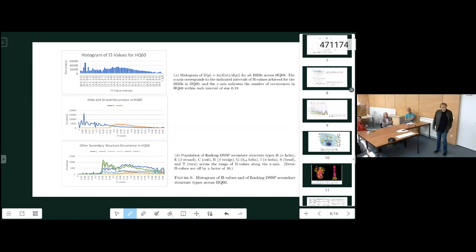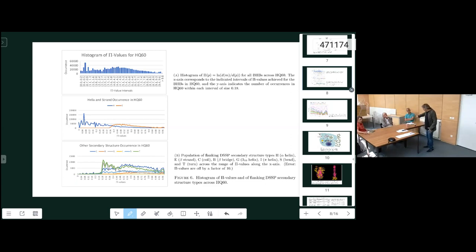Below that histogram are the alpha helix and beta strand occurrence across the same energy spectrum. And I apologize, both here and in my paper on this, the x-axis is off by a factor of 10. So this is 0.04, it's really 0.4. So these are aligned. The top plot is aligned with the other two. And you see the big spike for low free energy are the alpha helices.